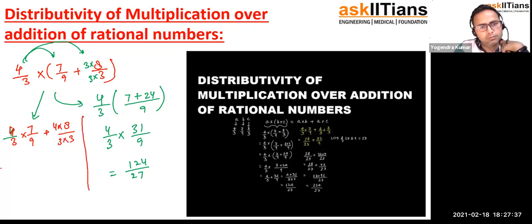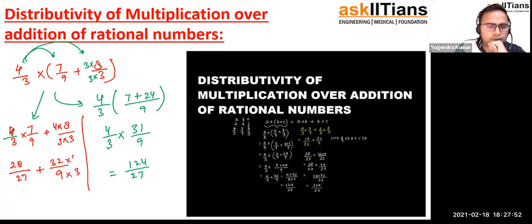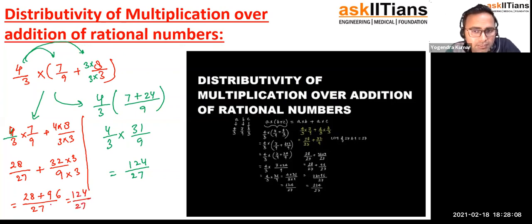So what do we get now? It is 28 divided by 27 plus 32 divided by 9. Now I need to make the LCM the same. I hope you are getting it. I am multiplying by 3 here, so it is 27. Now 28 here plus, 3 twos are 6, 3 threes are 9, so 32 becomes 96 over 27. We are getting 124 by 27. So it is coming out exactly the same. This is how we prove distributivity of multiplication over addition or subtraction also.